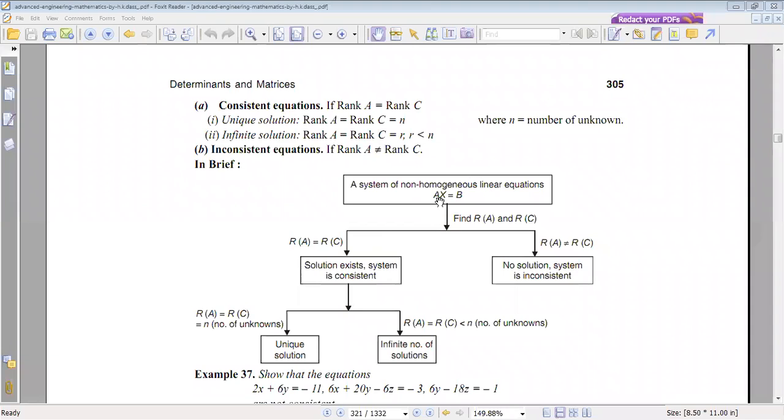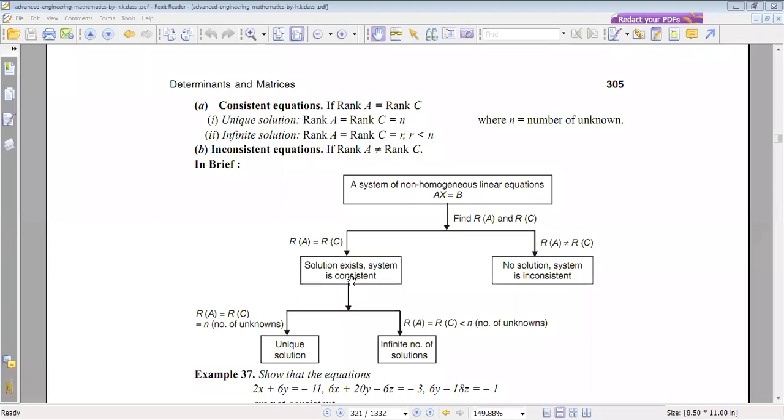This is a system of equation Ax equal to B, where A represents the matrix. Now we have to find out the rank of A and rank of C, where C is the augmented matrix. Now if rank of A equal to rank of C, then a solution exists. And if rank of A not equal to the rank of C, then there is no solution. That means the system is inconsistent.